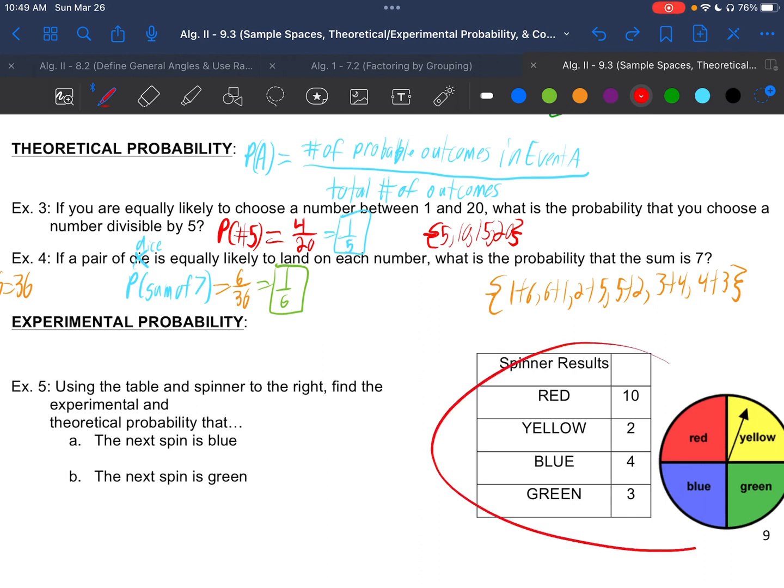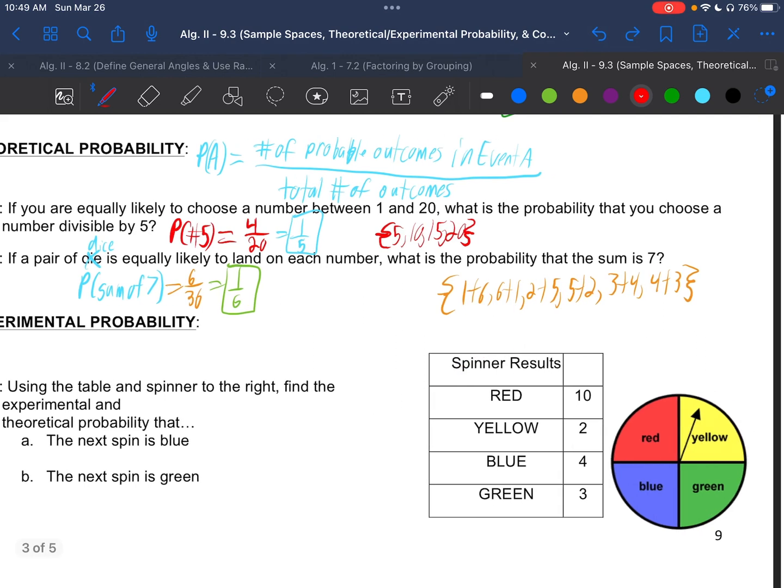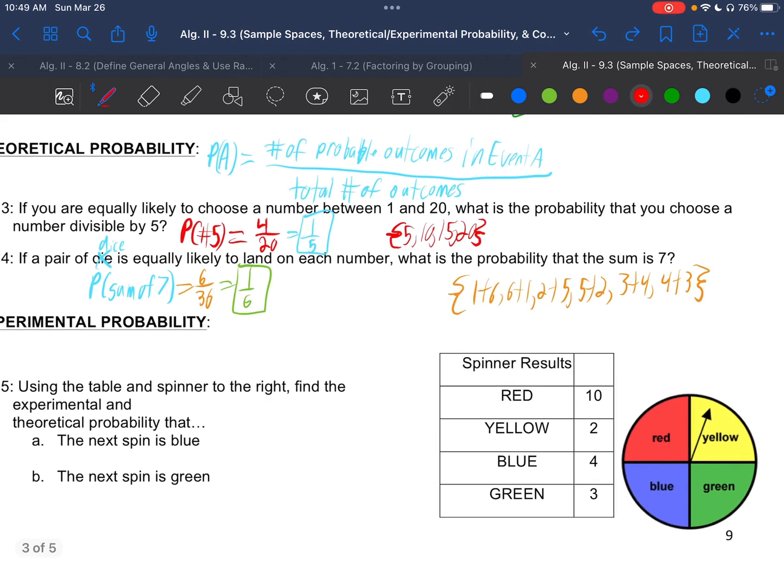So using this table and spinner to the right, we're going to find the experimental and theoretical probability of these things. So the theoretical probability the next spin is blue. These spinners have 4 even spots of red, yellow, blue, and green. So theoretically speaking, the probability that it'll be blue is 1 out of 4, as even of a chance as the others.